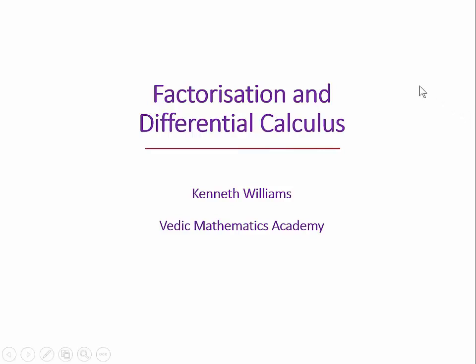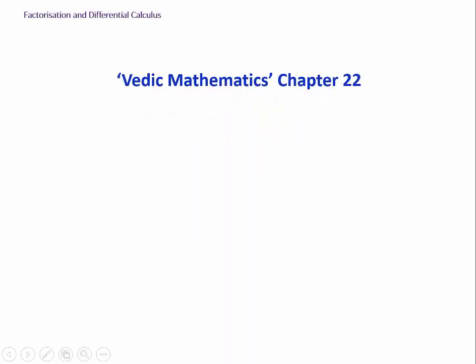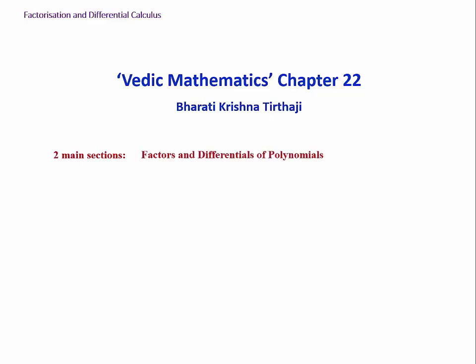This talk is about factorisation and differential calculus, and it's based on chapter 22 of the book Vedic Mathematics by Sri Bharati Krishna Tirthaji. That chapter is very short, in fact very brief, consisting of just 4 pages, and it just comes up with 2 things. One is how factors and differentials of polynomials are related, and the other is the detection of repeated factors in polynomials.